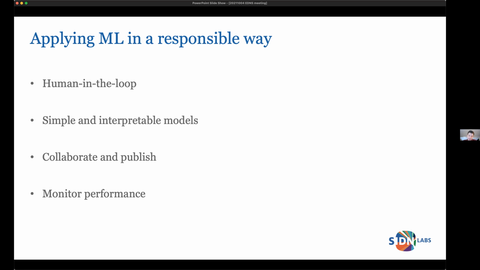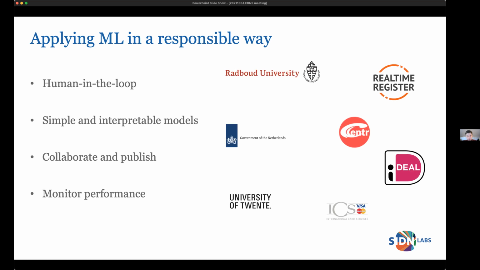The second thing that I think helps to act responsibly is that we try to use the simplest and most interpretable models possible. Because if your model is simple, then you can easily explain why it works and why it doesn't work. And it's also easier to maintain your code, of course. And the third thing that we try to do is collaborate a lot, because by collaborating, you have a different perspective on the problem.